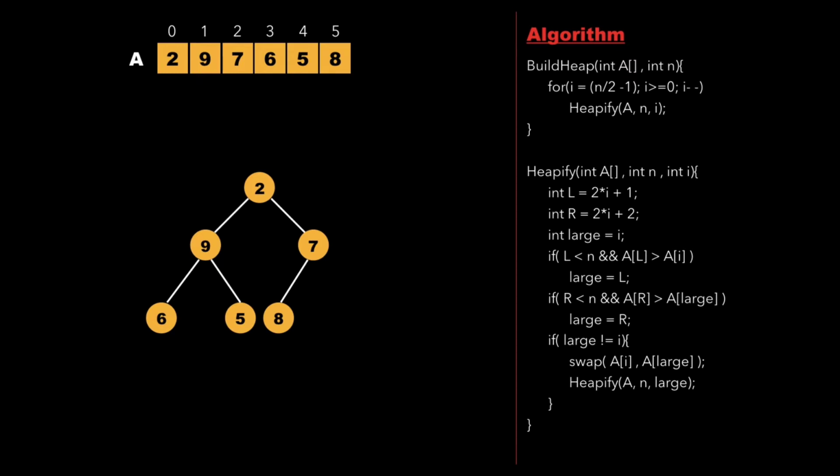So now we call the build heap function, where we run a for loop from I equal to n by 2 minus 1 to I equal to 0. So the initial value of I is 2 and then we call the heapify function with the value of n as the size of the array, which is 6, and the value of I as 2. So now we are in the heapify function with the value of I as 2. We calculate the index of the left child as 5 and the index of the right child as 6. We also initialize the value large to 2.